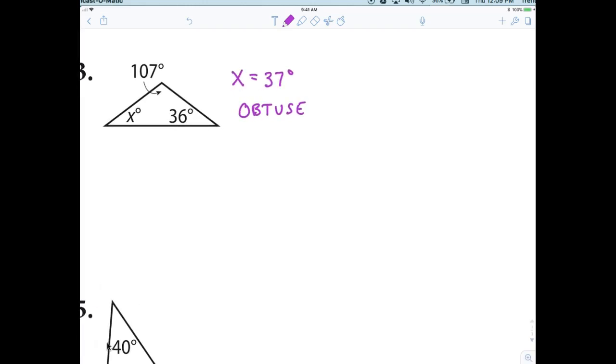All right, now you're classifying it by its sides. Are any of the sides marked equal? No. No, so then we know it's what? Scalene.